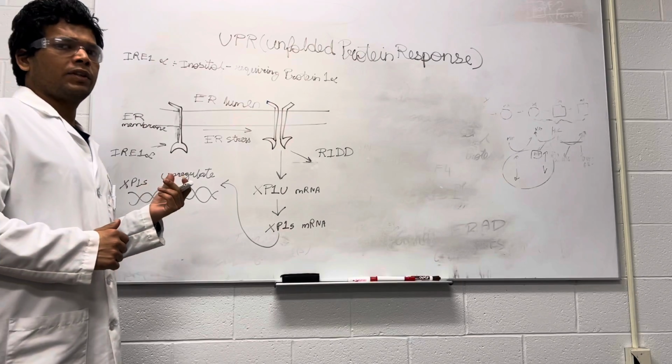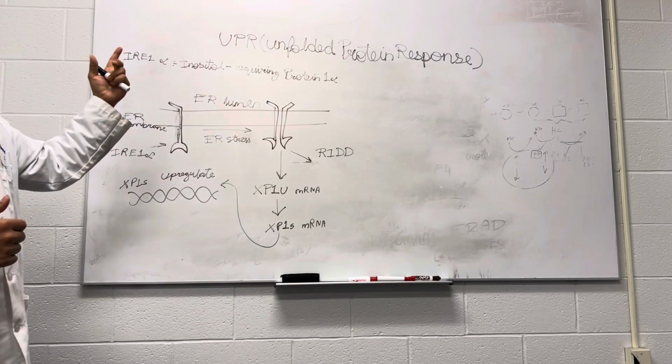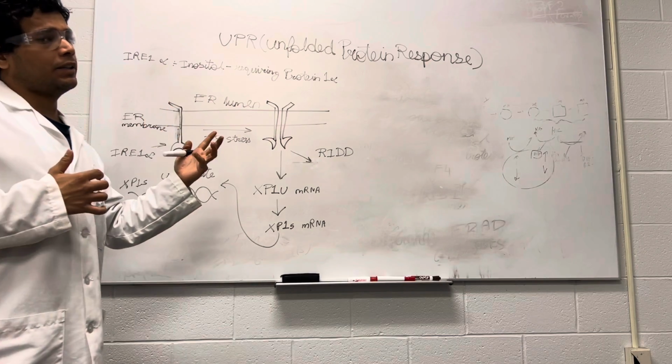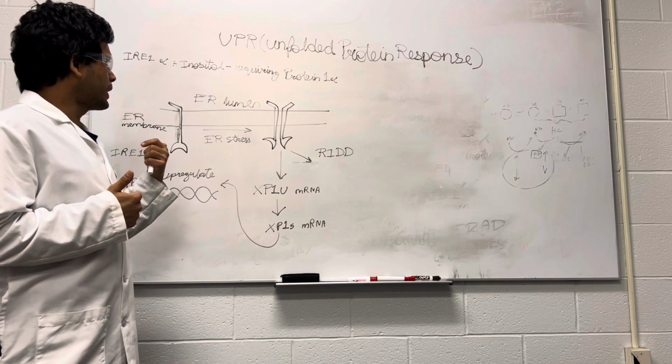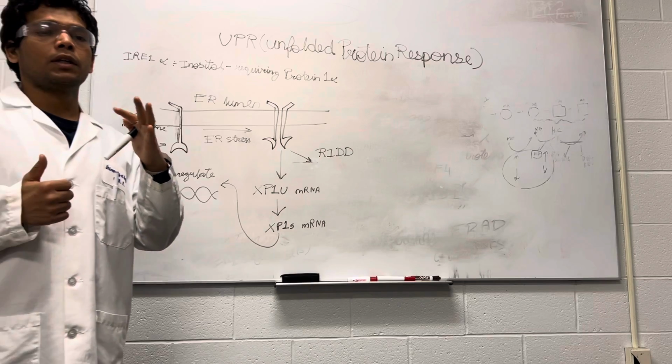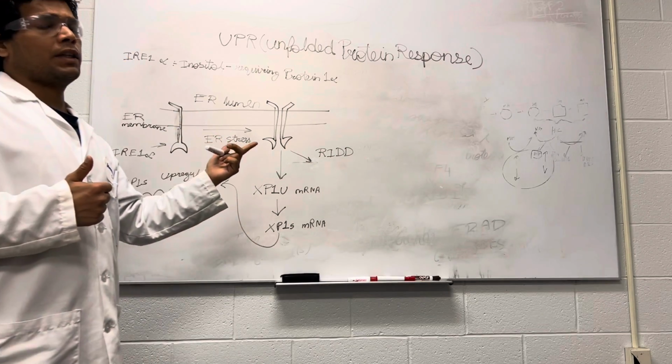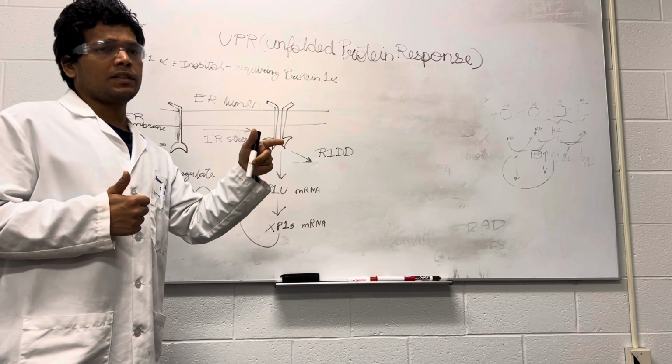In one of the earlier videos, we discussed the UPR in brief. In that video, we discussed that it majorly activates three signals. One is IRE1 alpha, another one is PERK, and the third one is ATF6.